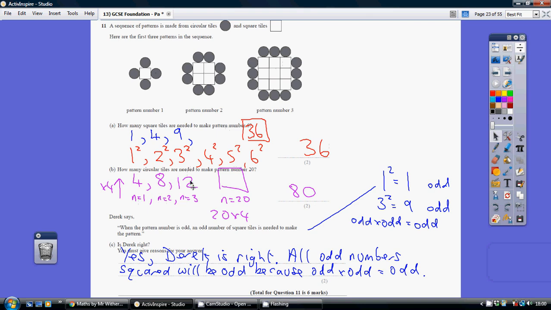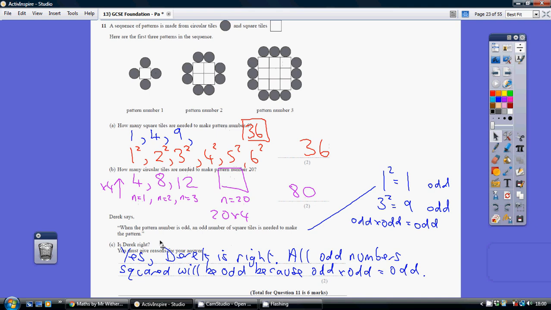Well, can you see we're multiplying by 4? 1 times 4 is 4, 2 4s are 8. So our 20th term, the one in the 20th position, following the same rule, the actual number itself is going to be 4 lots of 20, which is 80.